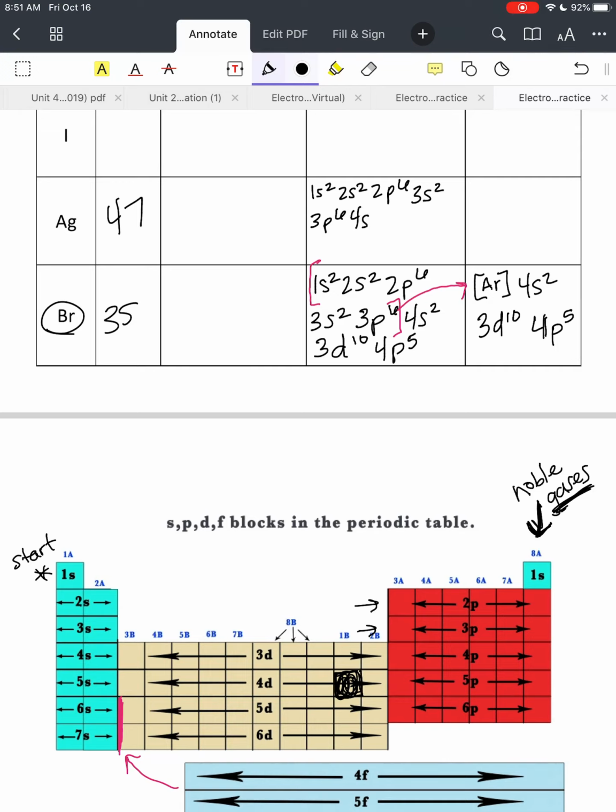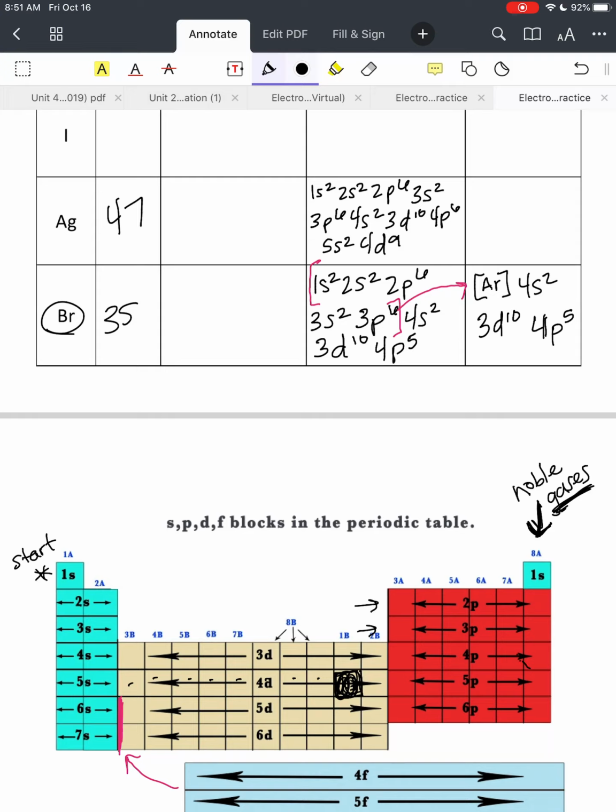Go to the next row. 4s2, keep going across. 3d, this time I'm going all the way across. 3d10, then 4p, going all the way across, 6. Down to the next row. 5s2, keep going across. 4d, but this time I'm going to run into my element, so I need to count. 1, 2, 3, 4, 5, 6, 7, 8, 9. 4d9. Okay, and I'm going to stop there.